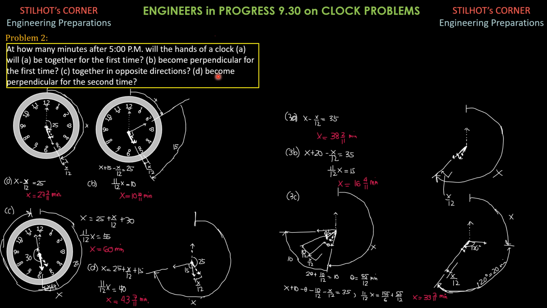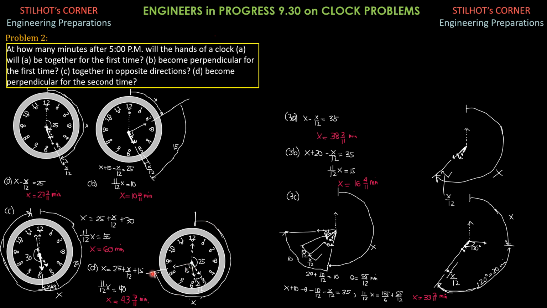And then part D, become perpendicular for the second time. Remember that this is the first time where the two hands of the clock are perpendicular. Then for the second time, the minute hand should be ahead of the hour hand, as shown here. So the initial reading is 5 p.m. This is the position of the hour hand, and the position of the minute hand, so that they are again perpendicular for the second time. The initial position of the minute hand to its final position is x. The initial position of the hour hand to its final position is x over 12, and 90 degrees when they are perpendicular corresponds to 15 minutes.